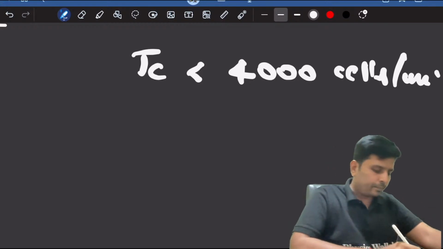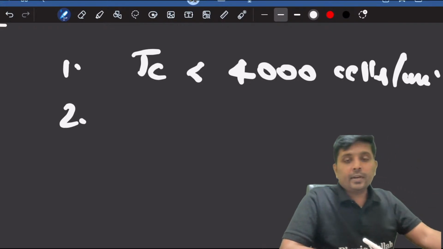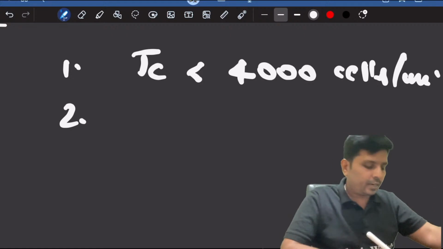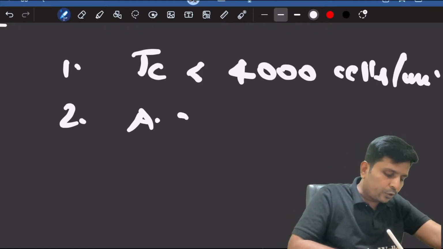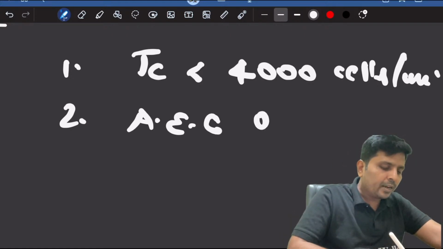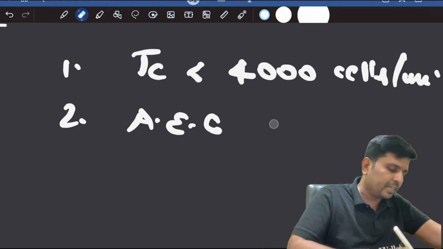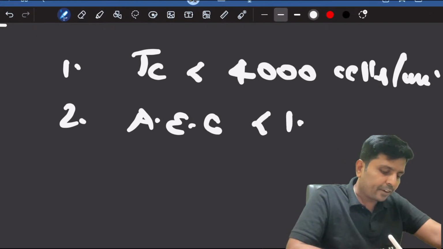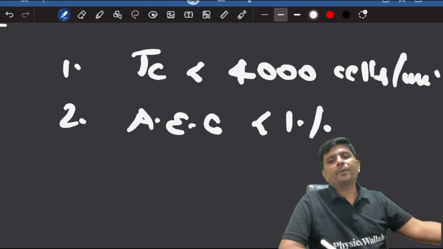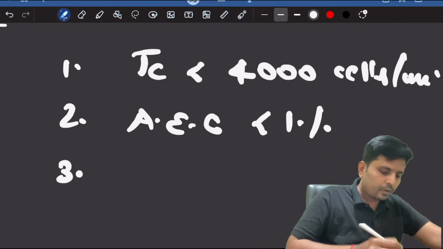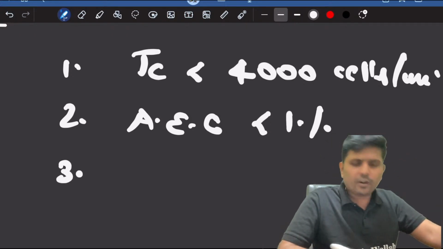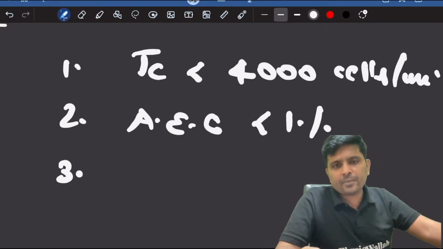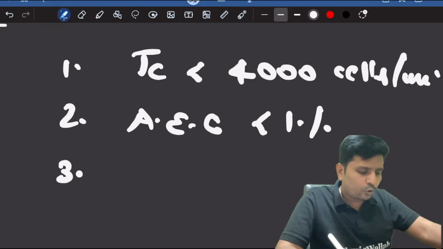Point number 1. Second point, typhoid is associated with absolute eosinopenia. So your absolute eosinophil counts will be less than 1%. It will be usually less than 4%, but in typhoid it will be less than 1%. Apart from that, what else? Leukopenia, eosinopenia. Apart from that, hepatosplenomegaly along with the coated tongue.